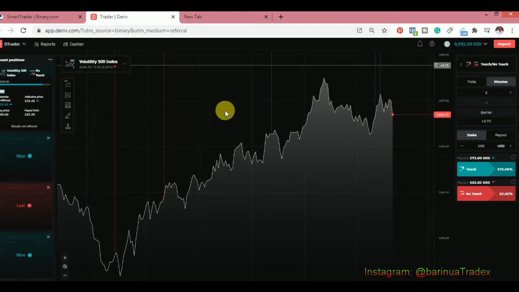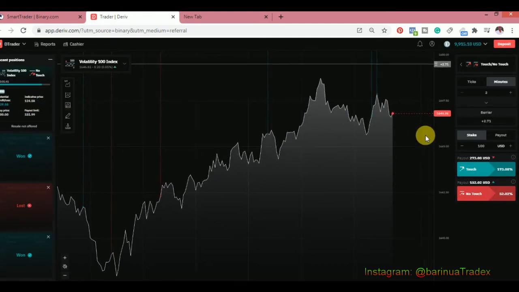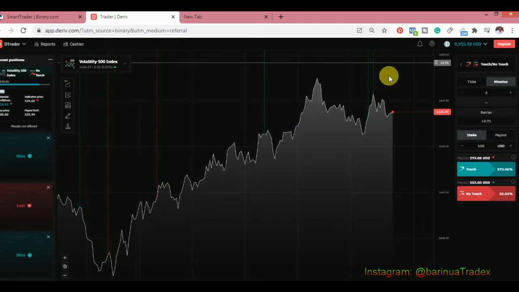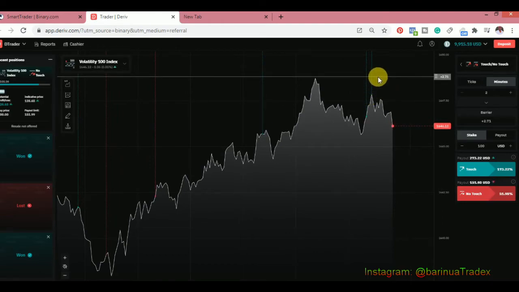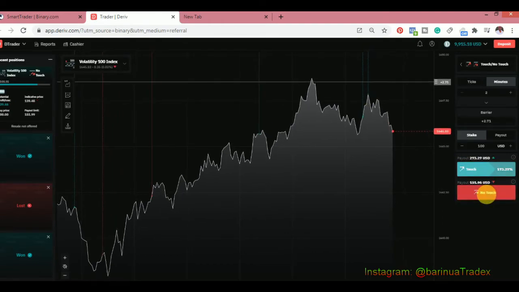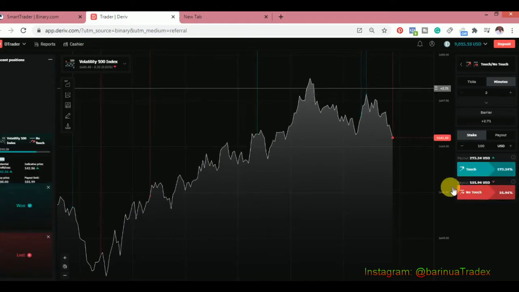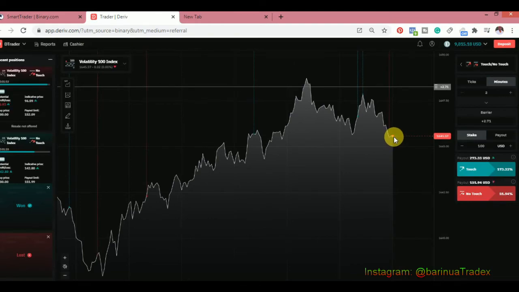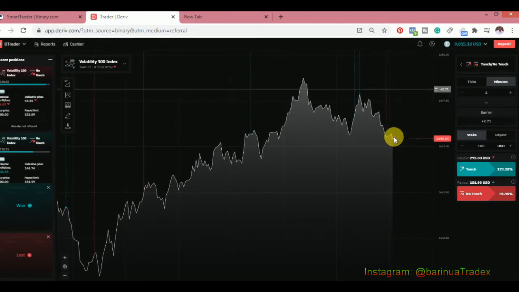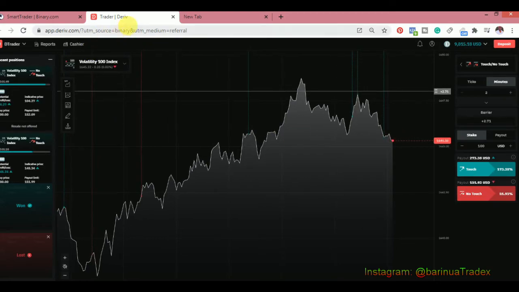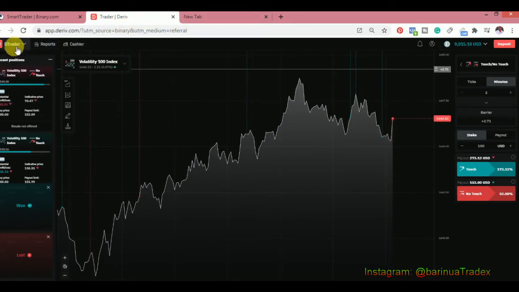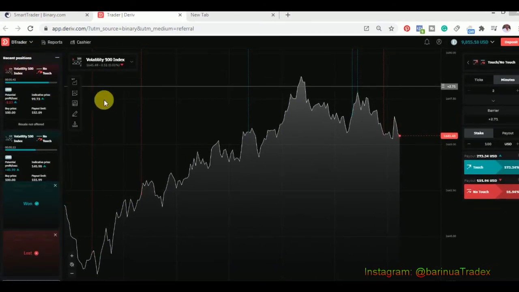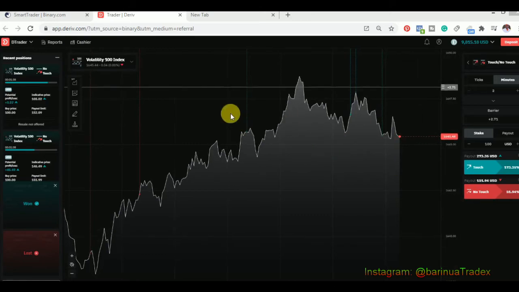So the barrier for this trade is somewhere higher, somewhere around here. So let me enter another one so that we'll see how it goes. Okay, another one. I just entered here. So you can see how your trade is proceeding here. We have 2 minutes. The minimum time frame is 2 minutes.